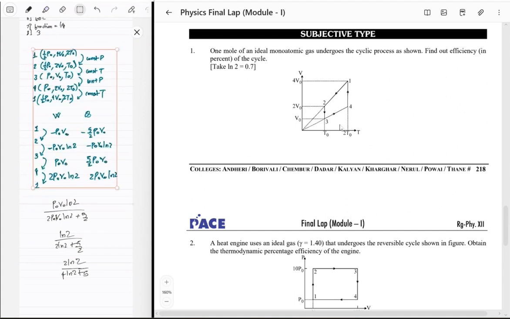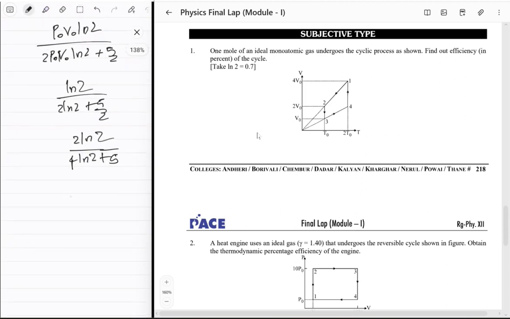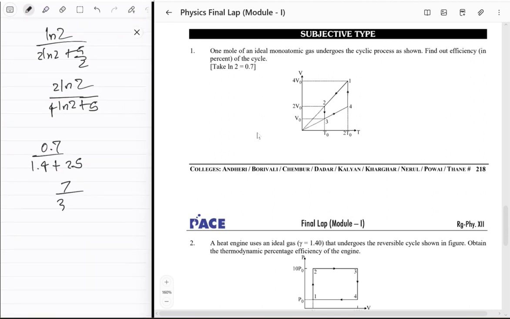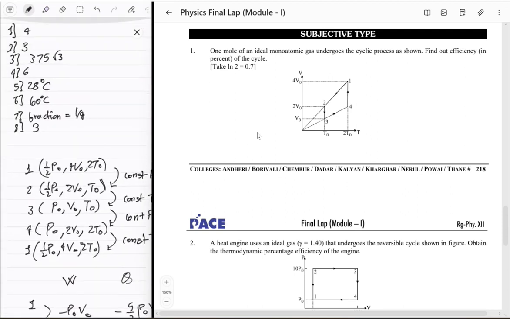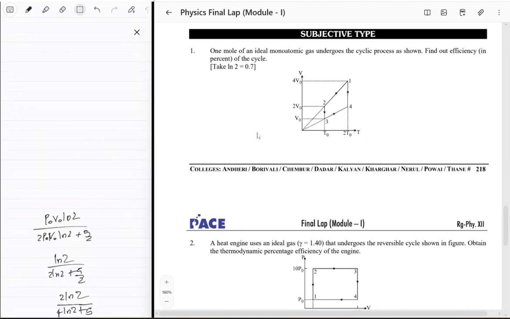Can you believe how much time it took me to do this? It was better if I hadn't done it this way, right? Whatever. And natural log of 2 is equal to 0.7. Cool. So it's actually going to be like 2 times 0.7, or you can just take this 2.5. So it's 0.7 upon 1.4 plus 2.5. So 7 upon 39, right? Yeah, this thing. So the answer for the first figure type will be 7 upon 39, sorry. Hopefully it's correct.